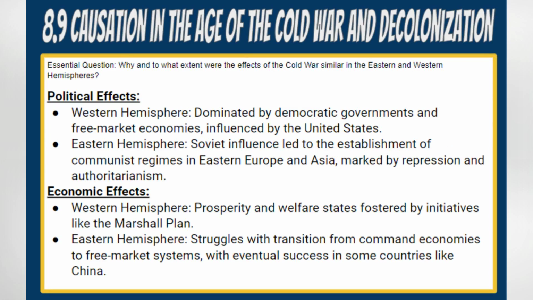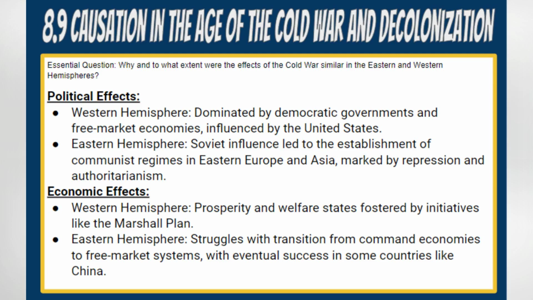Politically, the Cold War engendered division and ideological conflict, leading to the formation of distinct spheres of influence dominated by the United States and the Soviet Union. In the Western Hemisphere, where the United States held sway as the first world superpower, political systems generally leaned towards democracy and free market economies.